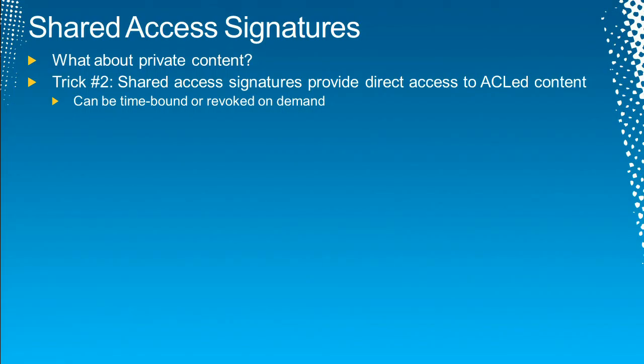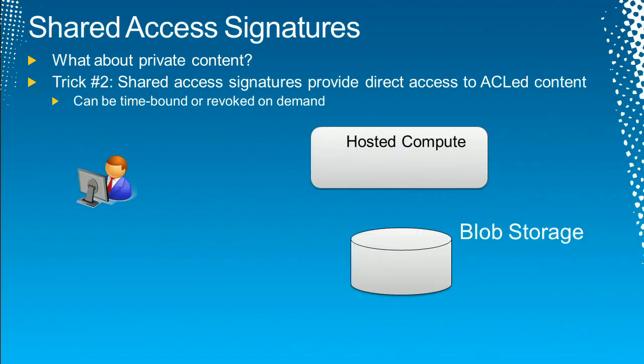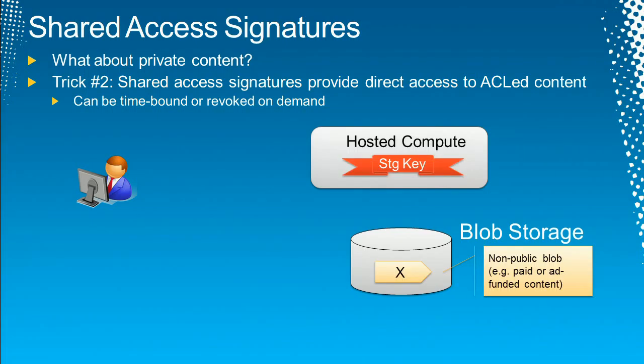Let me show you an example of how this works. Suppose that I've got Bob, and I've got a service, and I've got blob storage, just like I had before. But instead of having public content in blob storage, I've got non-public content. I've also got the storage account key available to my service. Perhaps I encrypt it, put it into one of my service configuration settings, and then I've got a certificate that I use to decrypt it at runtime. I never store it on disk in decrypted form, so that key is relatively secure.